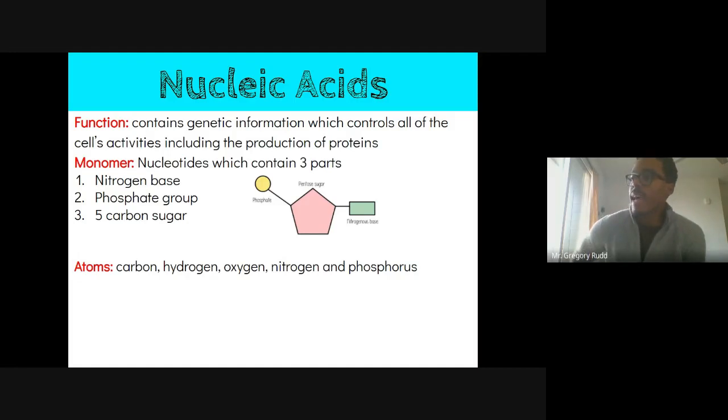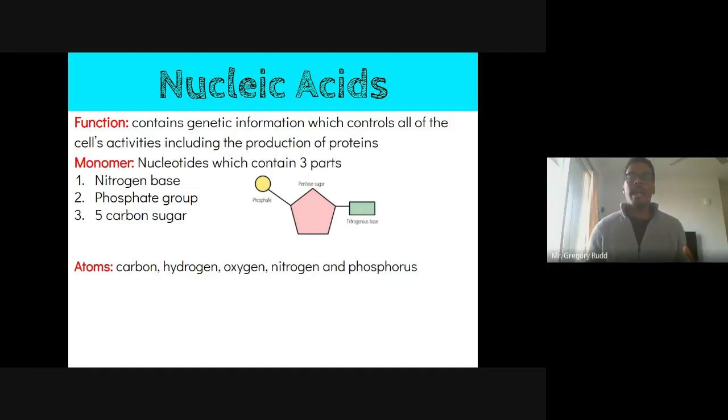So these nucleic acids are our third biological compound. We talked about carbs and lipids, and now we're introducing nucleic acids. These nucleic acids contain genetic information. They carry the genetic information of the cell, and they also control the cell's activity. So they're basically the boss of the cell. And in Unit 2, we're going to learn a lot more about what cells do and how they do it.